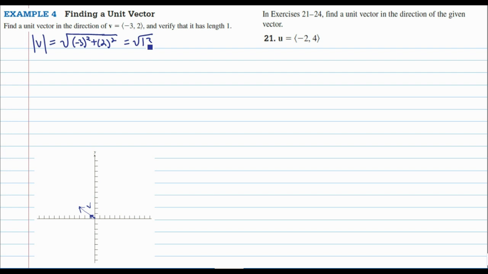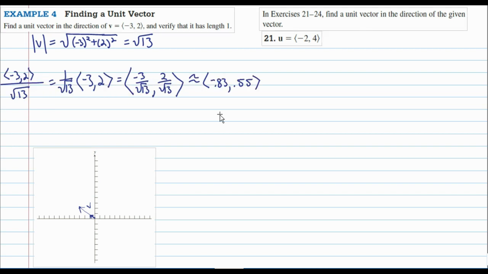Since vector v is in standard representation, I can just take the square root of its x-coordinate squared plus its y-coordinate squared, which I get square root 13. Therefore the unit vector will be negative 3 comma 2, vector v, divided by the square root of 13, or times the reciprocal of its magnitude. So I get that the unit vector is going to be negative 3 over square root 13 comma 2 over square root 13, which is approximately equal to negative 0.83 comma 0.55, which looks like it would be about a vector pointing in the same direction, just definitely smaller than vector v.